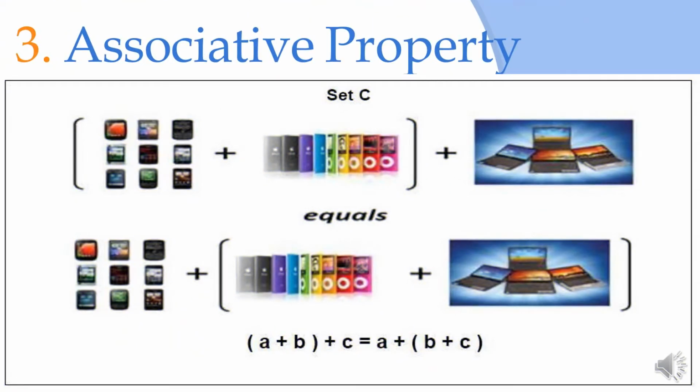The third property is associative property. As you can see in the pictures, we have smartphones, MP3s, and laptop. What happened to their positions? How about their group?